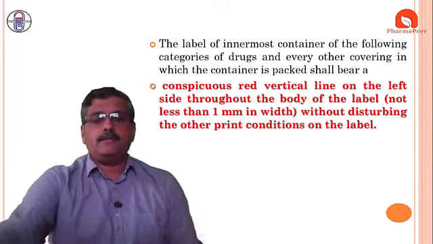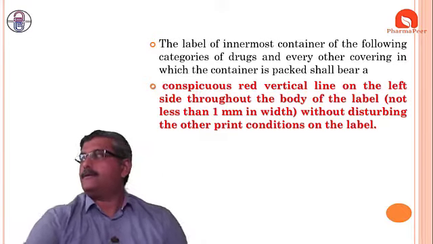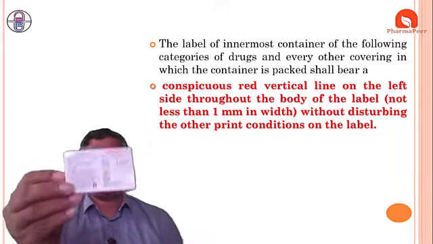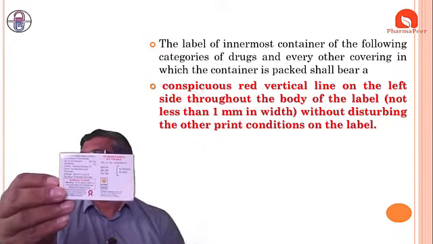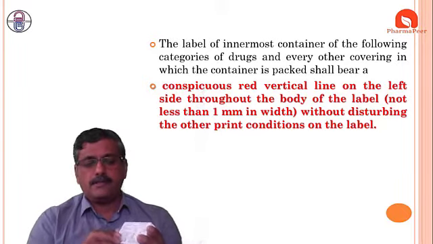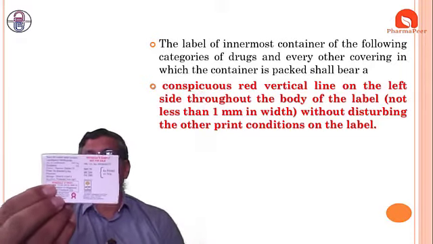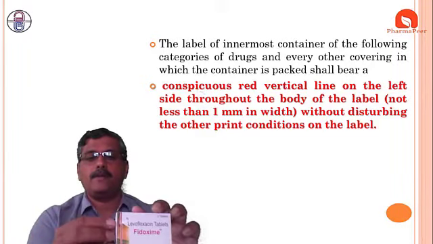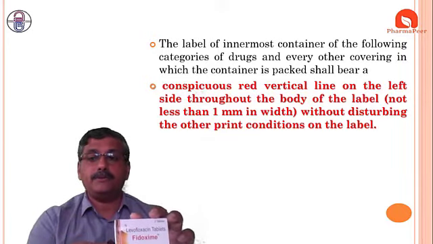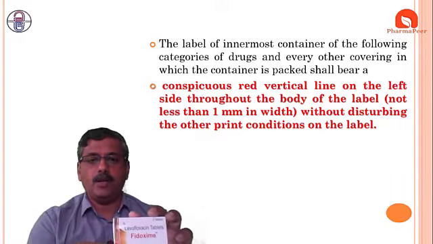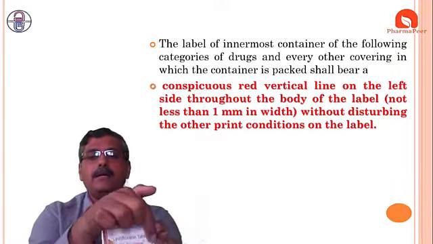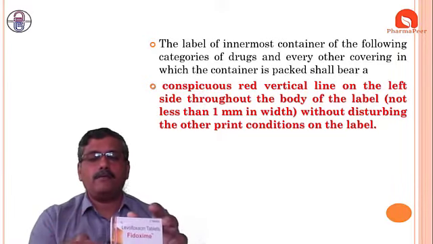If you see, some labeling conditions are mentioned there, specifically for some scheduled drugs. There are a few conditions mentioned here. If you see this, you will realize that this is a schedule H drug. But this schedule H drug has a conspicuously red vertical line on the left side throughout the body of the label, not less than 1 mm in width, without disturbing the other printing on the label.